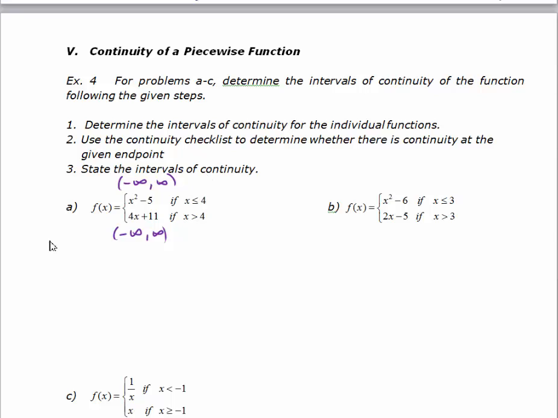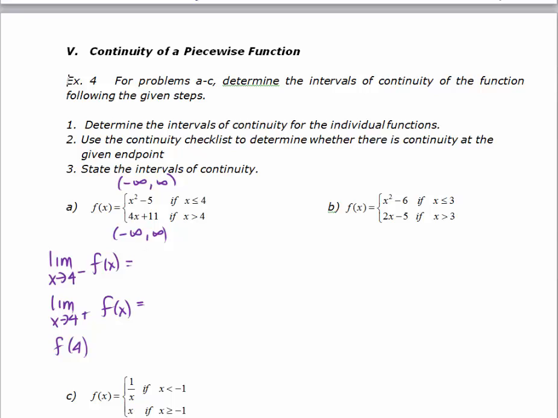So what I have to do is look at the limit as x approaches 4 from the left and the limit as x approaches 4 from the right. And I also want to look at f of 4. Remember, my goal is to find out if a function is continuous at a point: the limit has to exist, and that limit has to equal the function value.